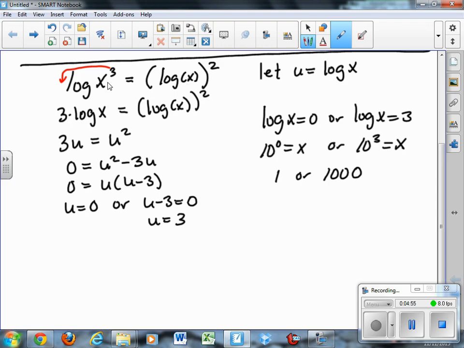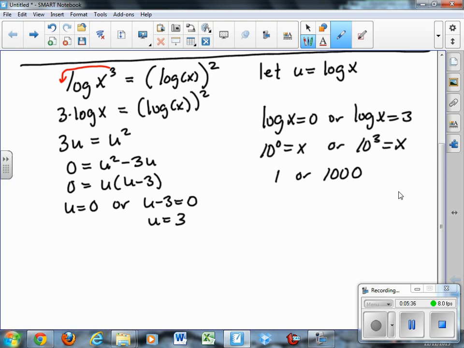So this is basically saying log of 1 equals log of 1 squared. Well, log of 1 is 0, and 0 equals 0 squared, so that's fine. Log of 1,000 cubed would be log of a billion. 1,000 cubed, 1,000 times 1,000 times 1,000 would be 10 to the third cubed, that'd be 10 to the ninth, basically. So that would just be 9. Log of 1,000 would be 3. 3 squared is 9. So those both check.